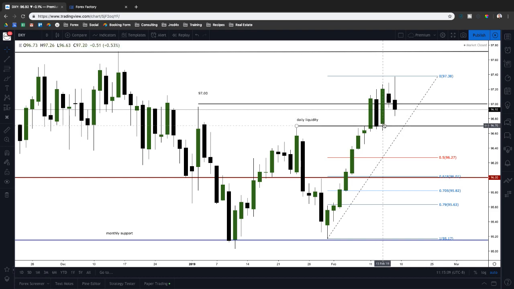So what does that mean? That means that we could definitely trade below Tuesday and Wednesday's low in here, right? So this is Friday, Thursday, Wednesday. Yeah, Tuesday and Wednesday's low.